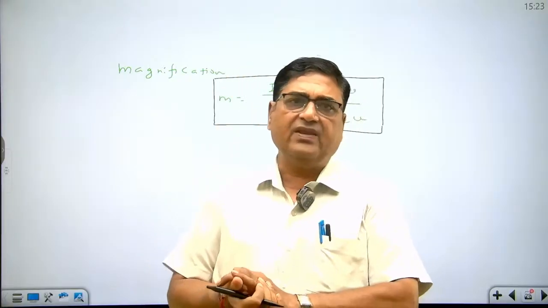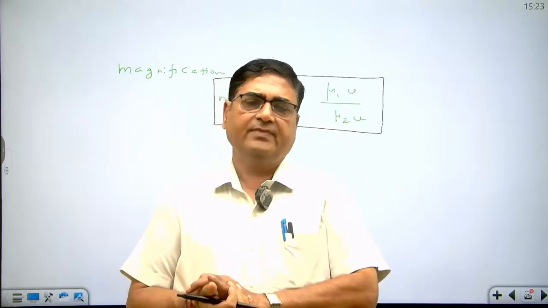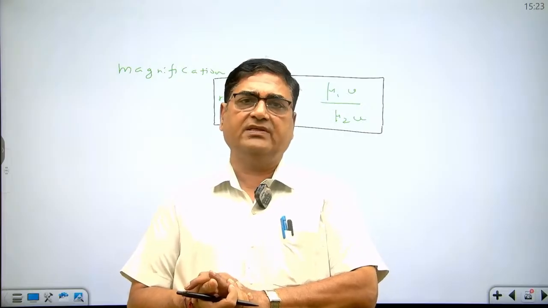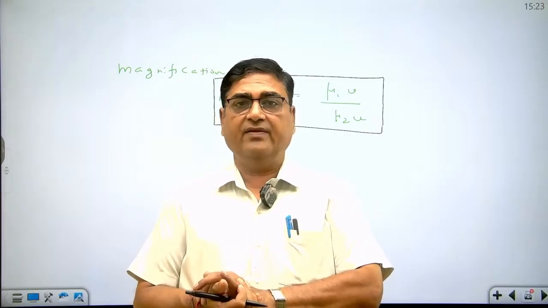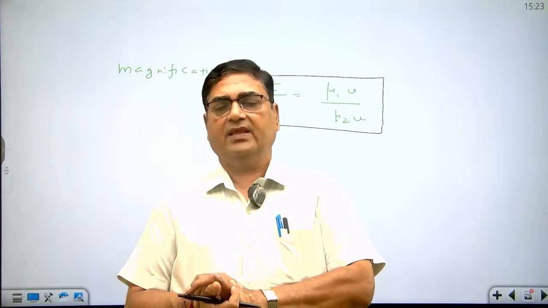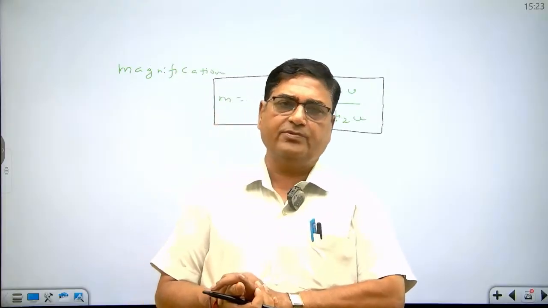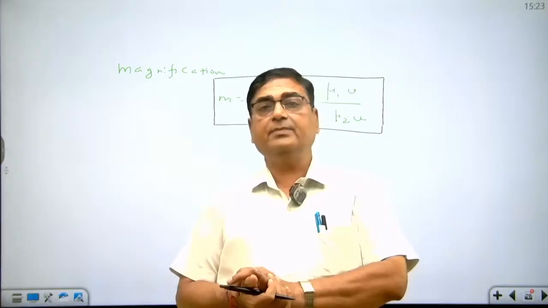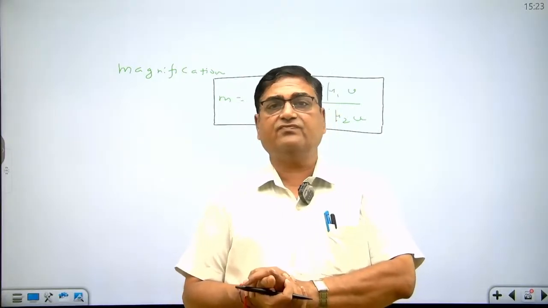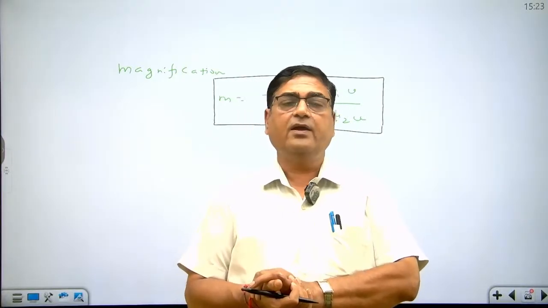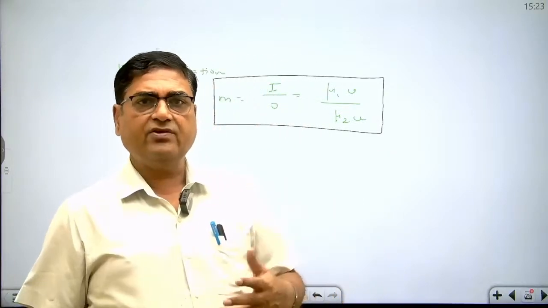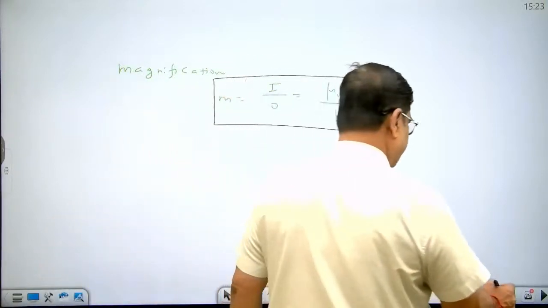If the value of magnification is greater than 1, what does it mean? Image is magnified. If the value is much greater than 1, the image is highly magnified. If magnification equals 1, the image is of the same size as the object. If magnification is less than 1, this is a diminished image. If magnification is much less than 1, this is a case of a point size image. Okay. Now let's see a problem that will make your fundamentals more clear.